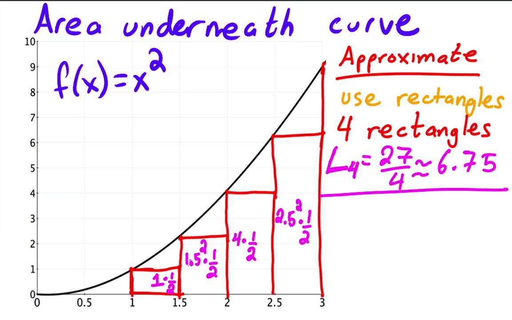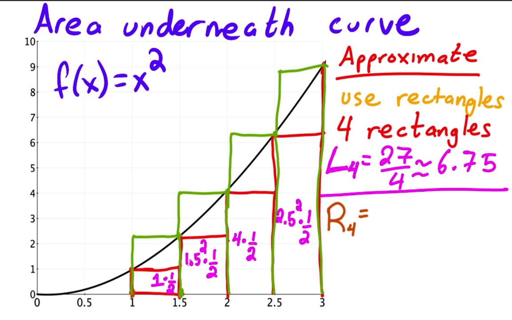Okay, and then if you do the right-hand approximation, which we are going to call R sub 4, let me draw them first. To do the right hand, basically what you do to start off is, instead of starting at your starting point, you start one rectangle over. Let me pick a different color. So we're going to start at 1.5, and then you go up, and then you go backwards in this case. And then at 2, we go up and then backwards. And then at 2.5, up and backwards. And then at 3, up and backwards.